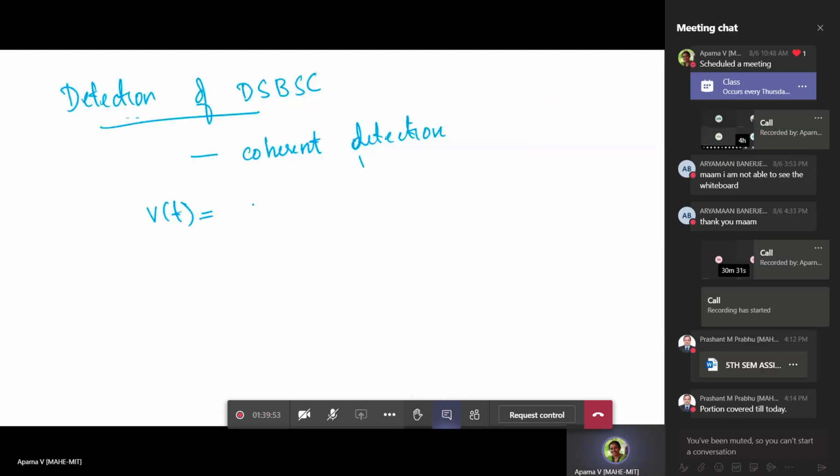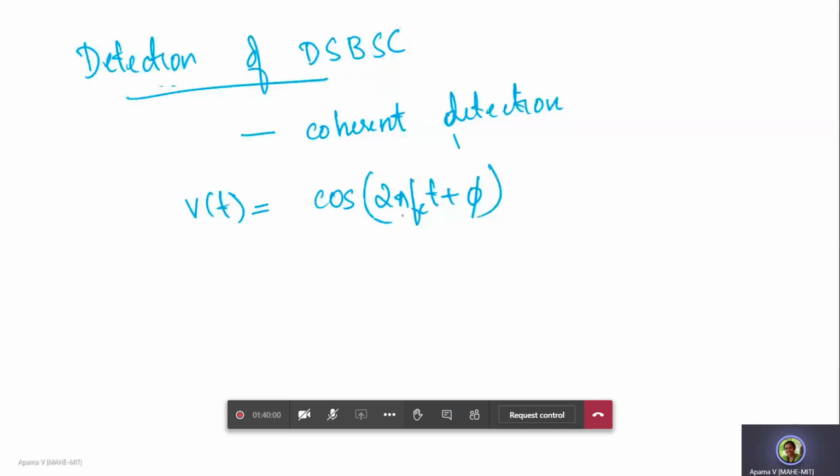You have a local oscillator signal expression cos(2πfct + φ). This φ term is a phase difference. And this is my s(t), this is my DSBSC signal.